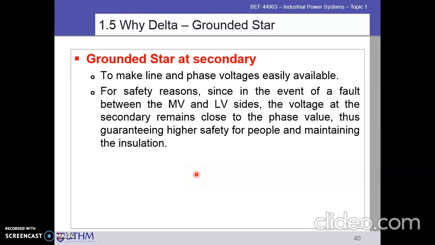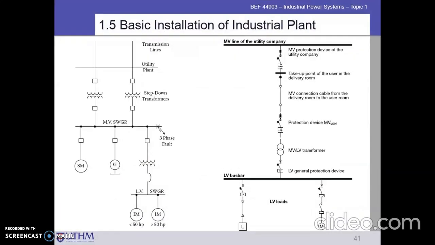Okay, grounded star at secondary. Why does this happen? To make line and phase voltage easily available. For safety reasons, since in the event of a fault between MV and LV side, the voltage at the secondary remains close to the phase value, thus guaranteeing higher safety for people and maintaining the insulation.